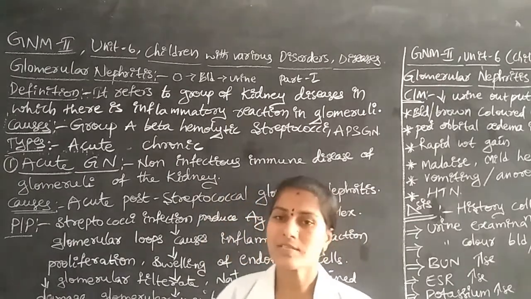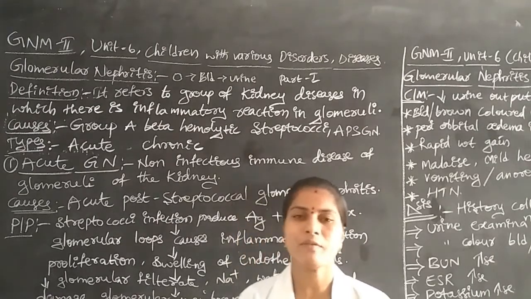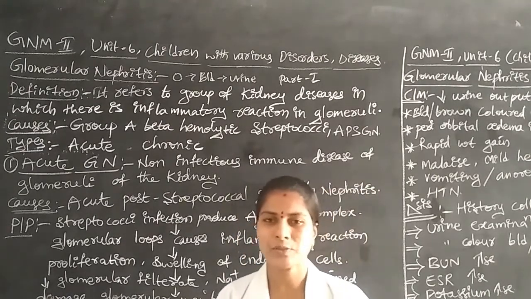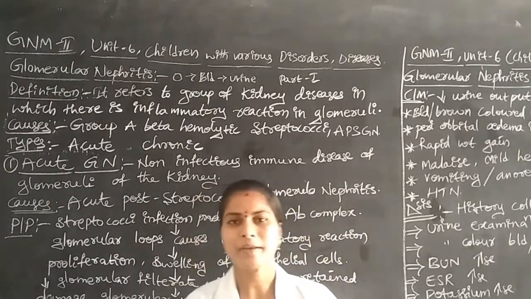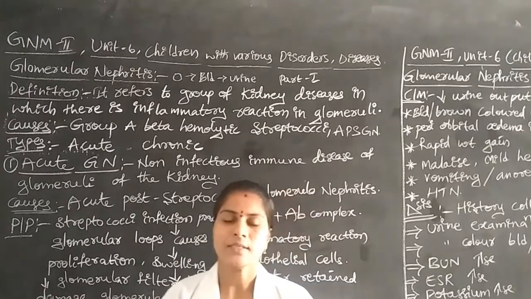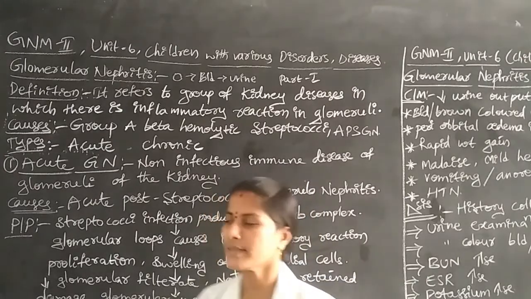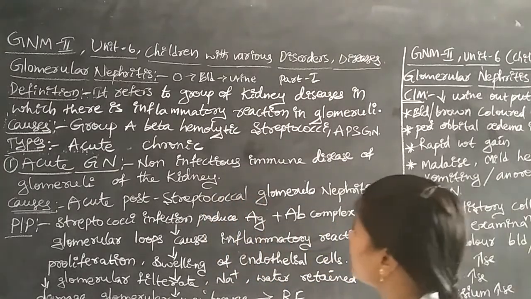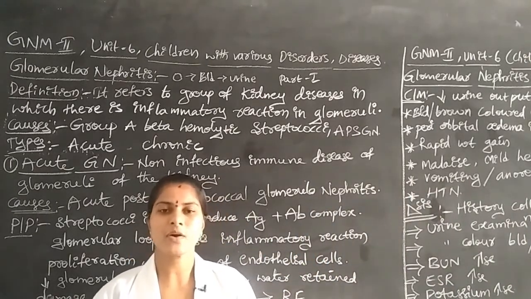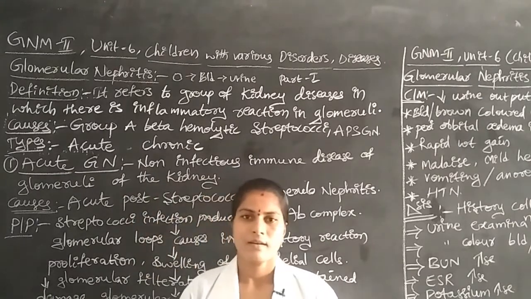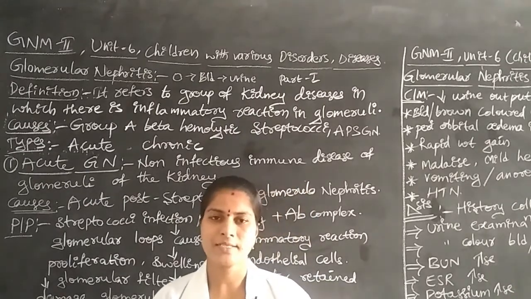The main cause is group A beta hemolytic streptococci. One microorganism mainly causes this glomerular nephritis. What is that microorganism's name? Group A beta hemolytic streptococcus. Another one is acute post streptococcal glomerular nephritis. It is also one cause for glomerular nephritis. These are the main causes.